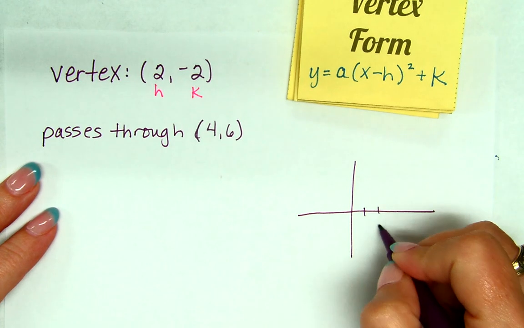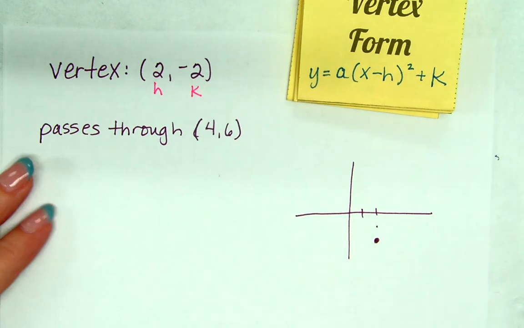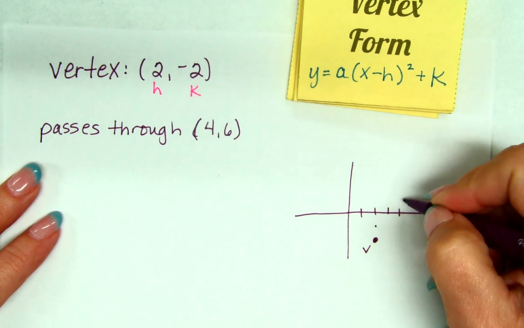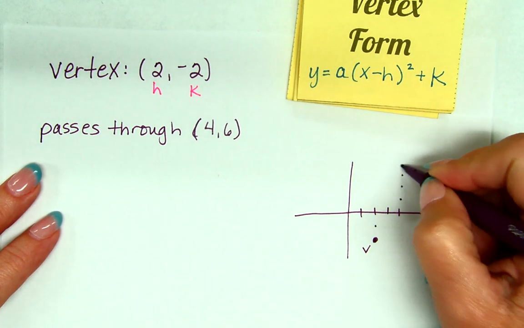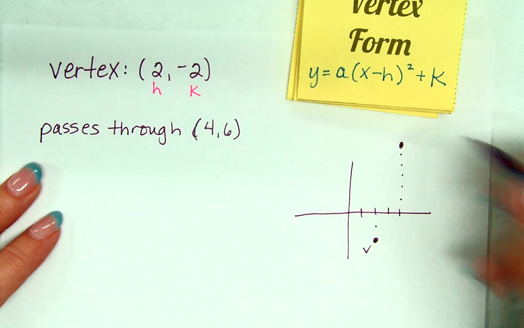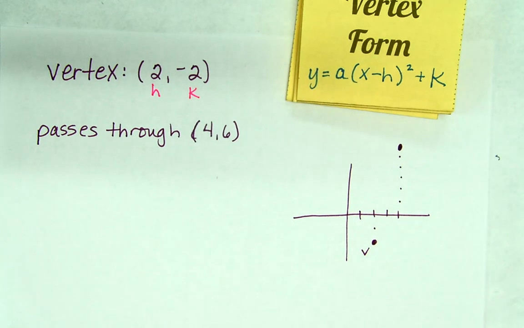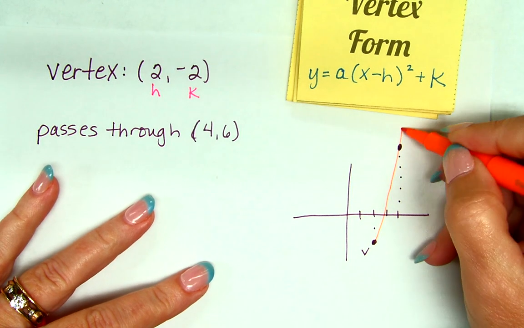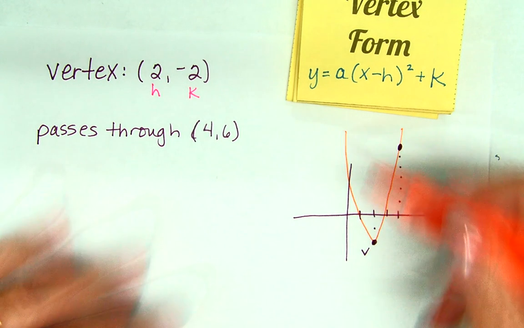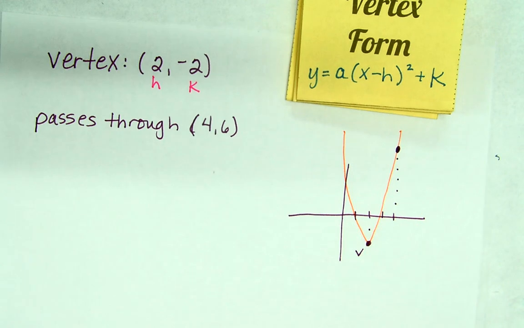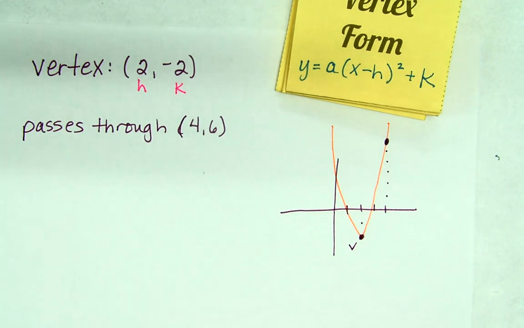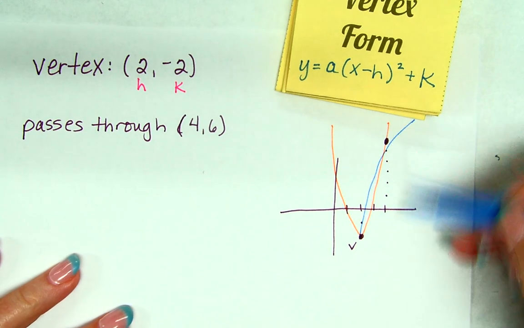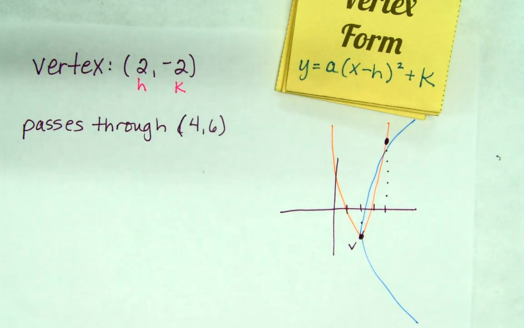2, -2. That's the vertex. And 4, 6: 1, 2, 3, 4, 5, 6. So I have one that goes like this. Right? Something similar to that. Can you see the other one yet? What about this one? Isn't there 2?